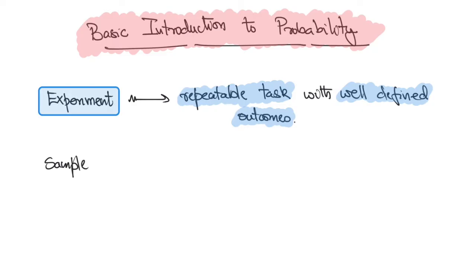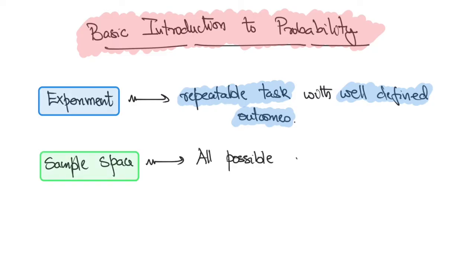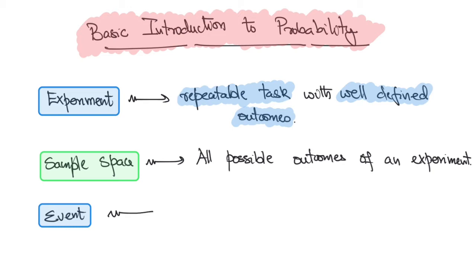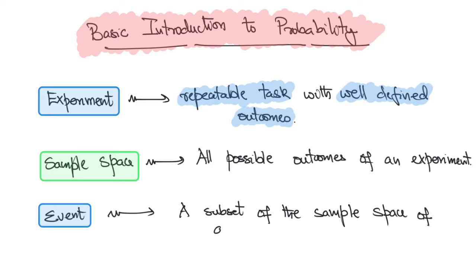A sample space is going to be all possible outcomes of a given experiment. An event corresponding to an experiment or a sample space is going to be a subset of the sample space of an experiment.